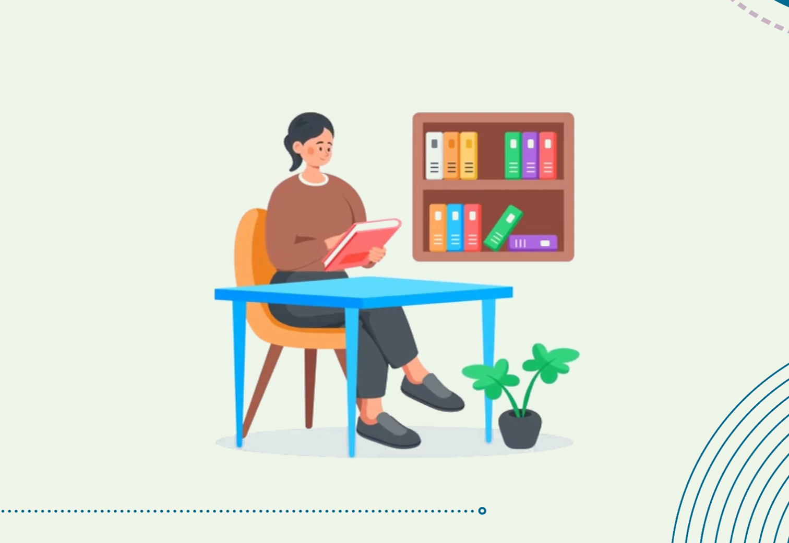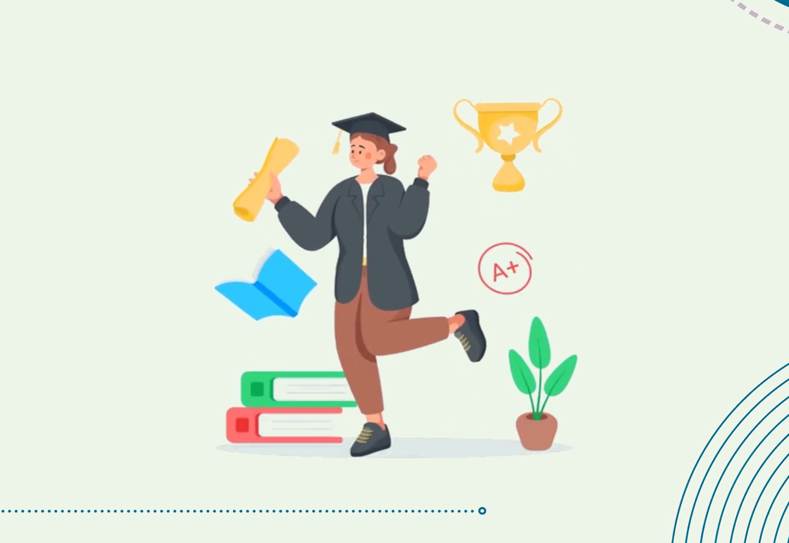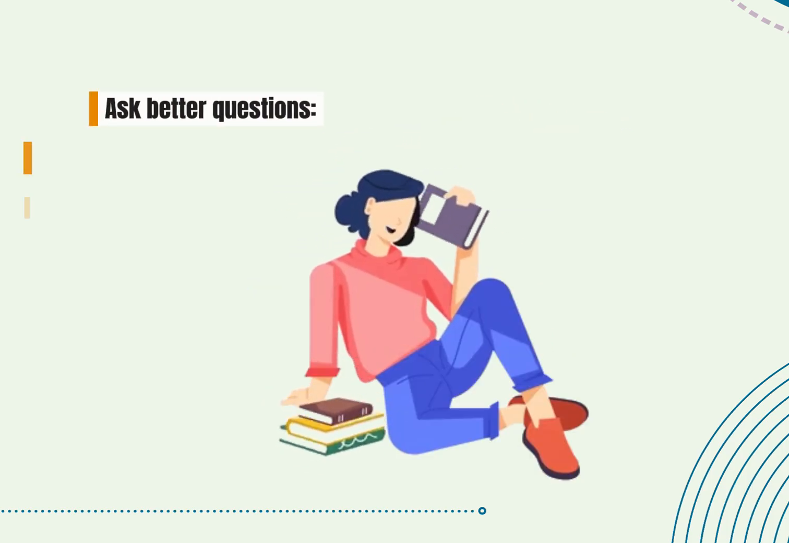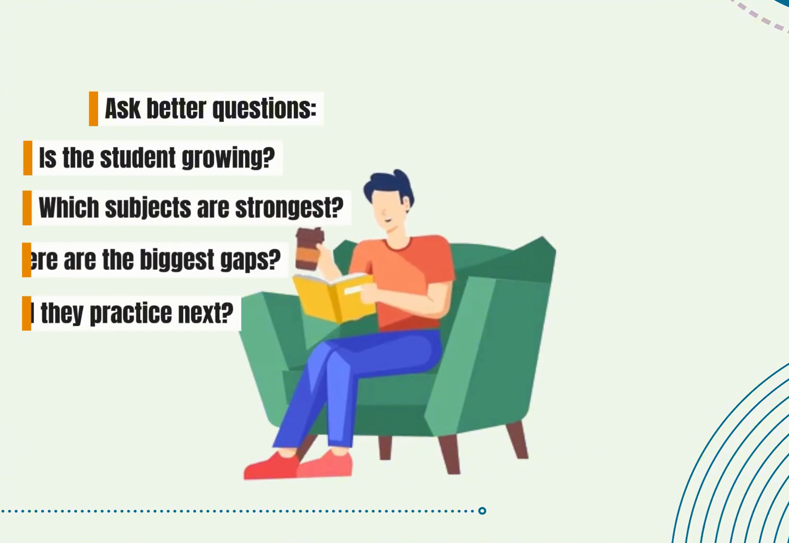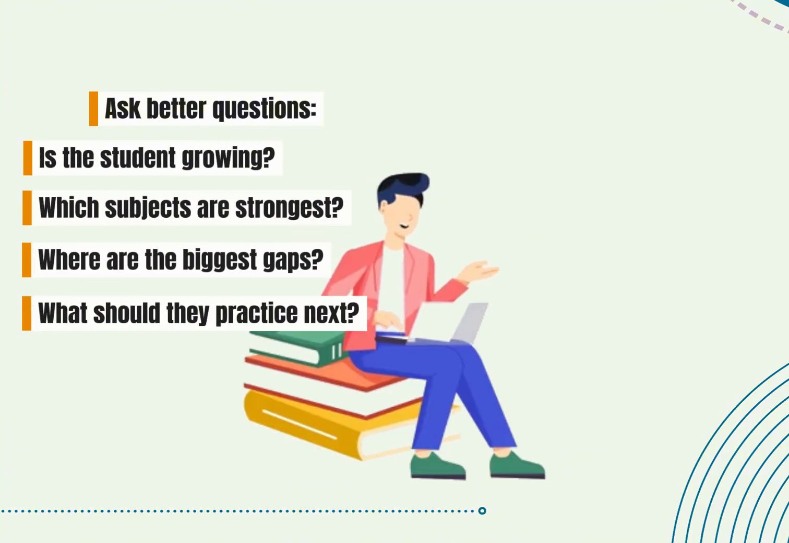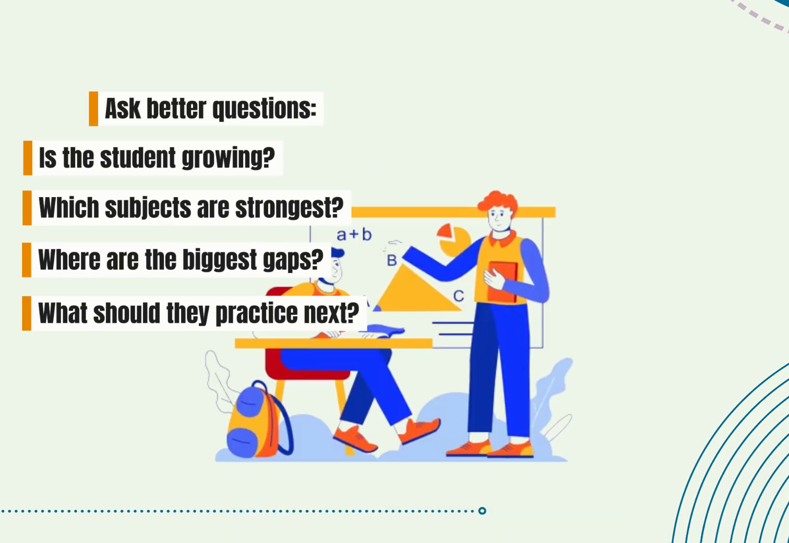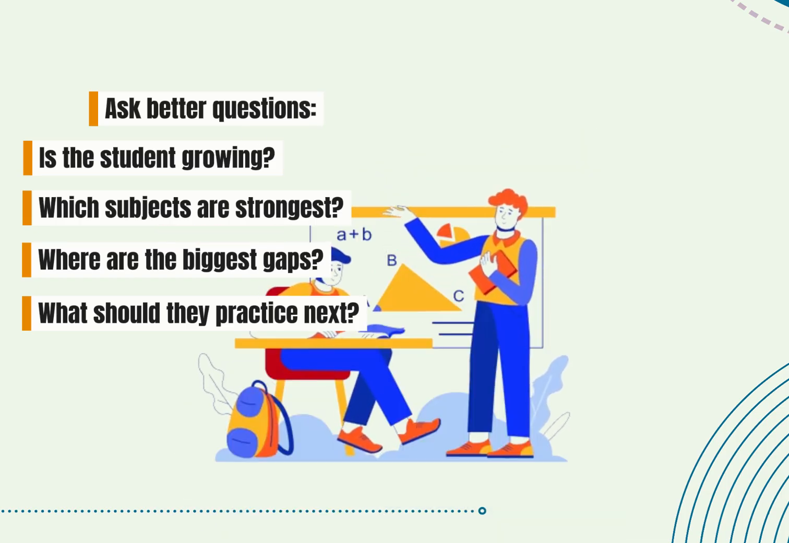A student who improves from one testing term to the next is showing progress, even if the score is not at the very top. So instead of asking only, is this score good? Ask, is the student growing? Which subjects are strongest? Where are the biggest gaps? What should the student practice next? That is the real value of MAP results.